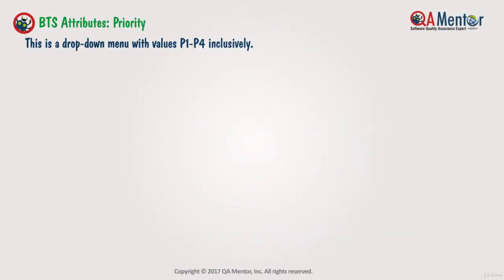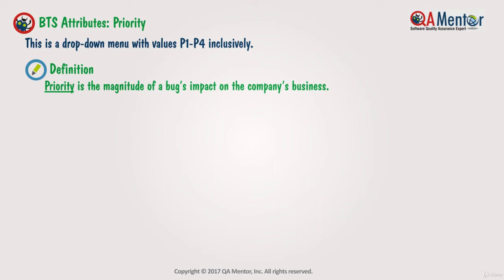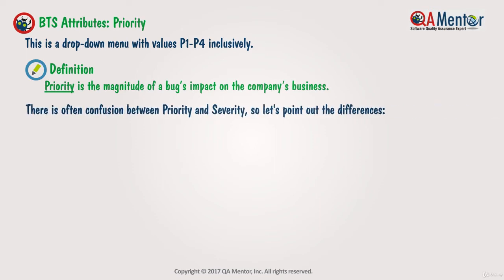BTS Attributes: Priority. This is a drop-down menu with values P1 through P4 inclusively. Priority is the magnitude of a bug's impact on the company's business. There is often confusion between priority and severity, so let's point out the differences.